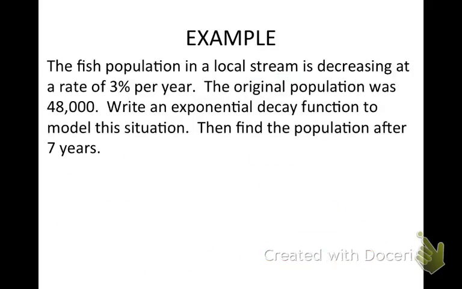All right, so try to do this one. We're like 3,000. Fish population. The fish population in a local stream is decreasing at a rate of 3% per year. The original population was 48,000 fish. Write an exponential decay function to model this situation. Then find the population after 7 years.